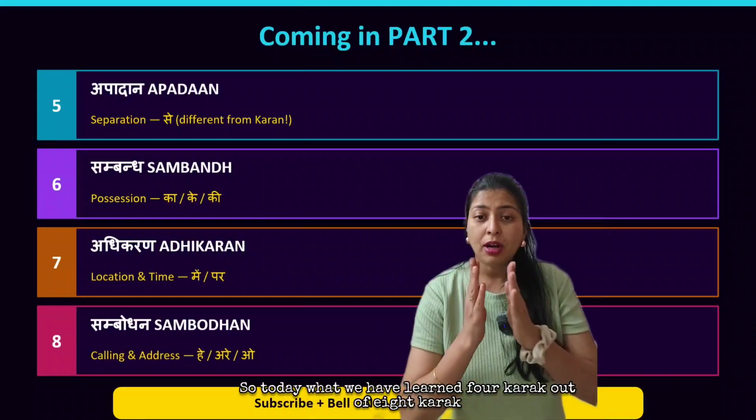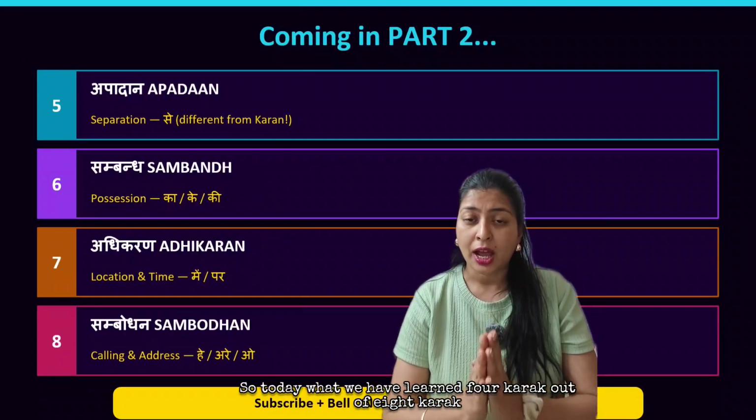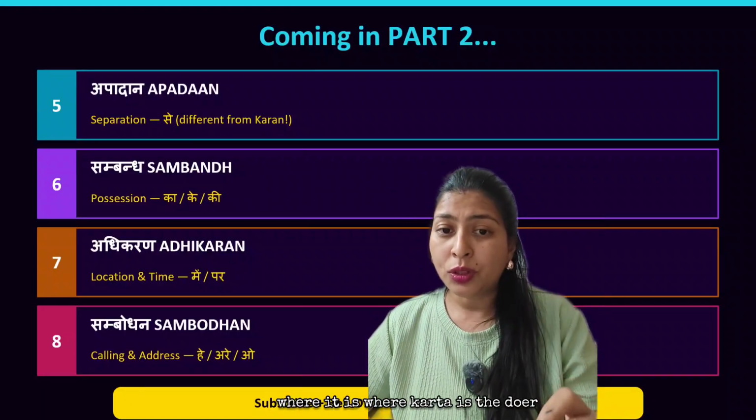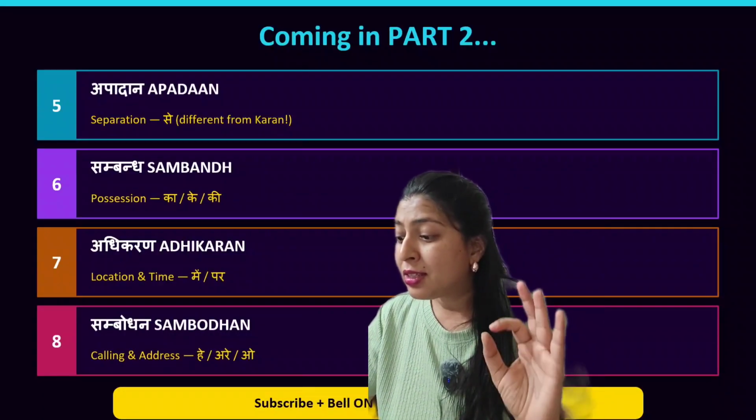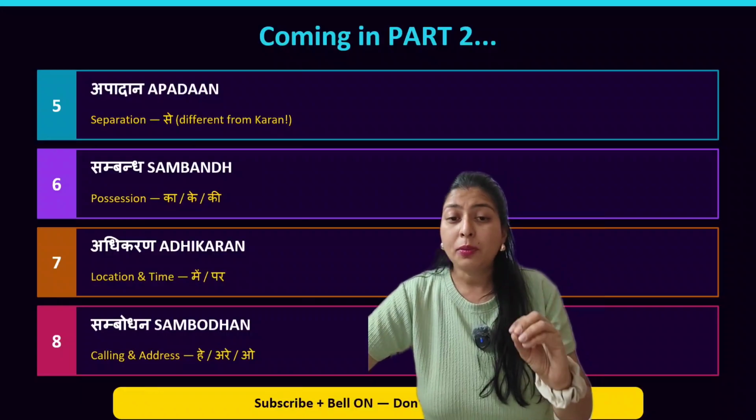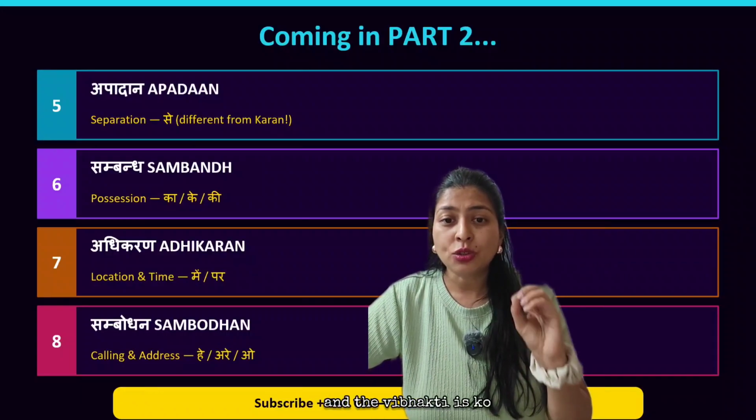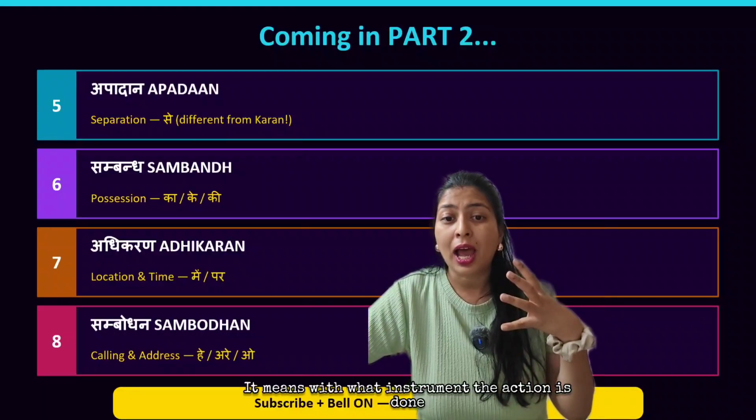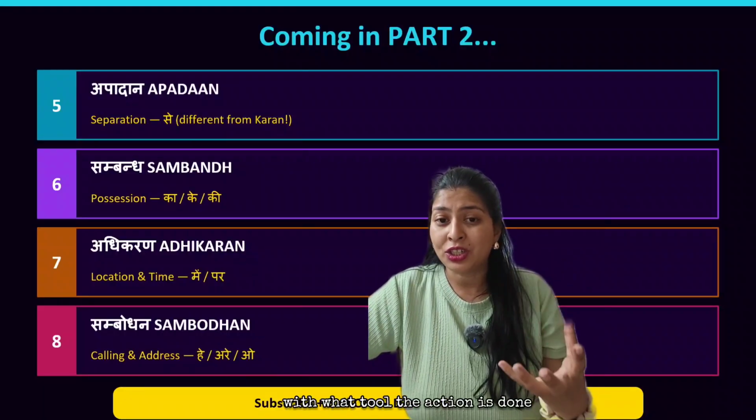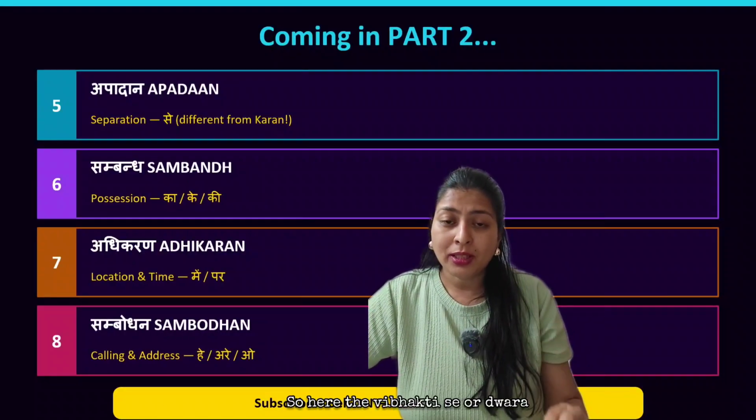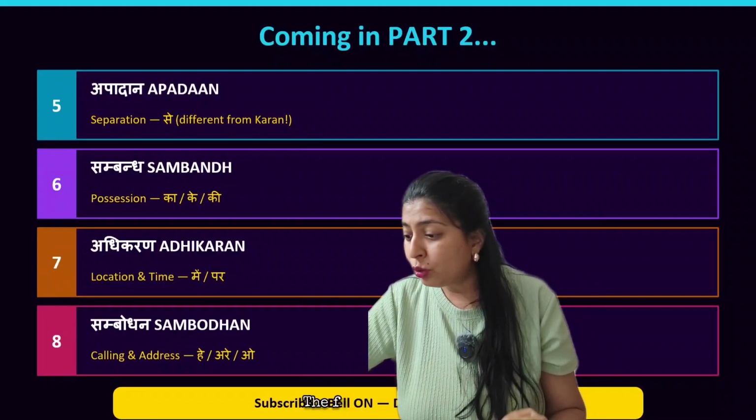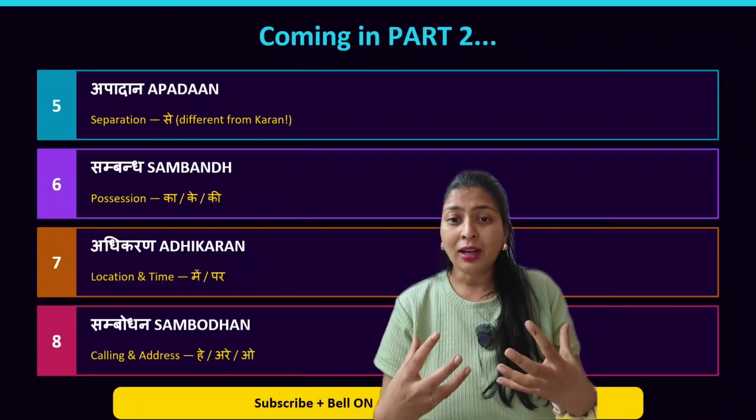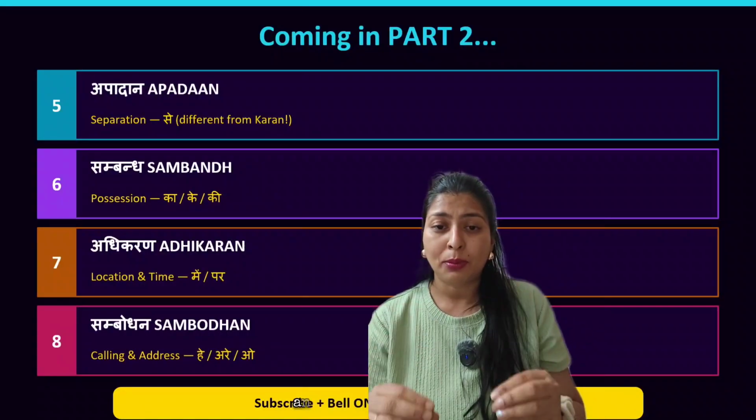So today we have learned 4 Karak out of 8. The first one was Karta Karak, where Karta is the doer and the Vibhakti is ne. The second one is Karm Karak. It means the object and the Vibhakti is ko. The third one is Karan. It means with what instrument or tool the action is done. Here the Vibhakti is se or dwara. The fourth one is Sampradan, the recipient who is receiving something. That Karak is Sampradan Karak and the Vibhakti is ko, ke liye.